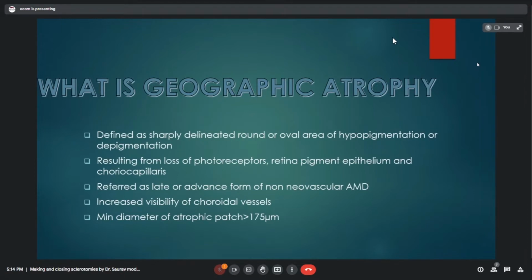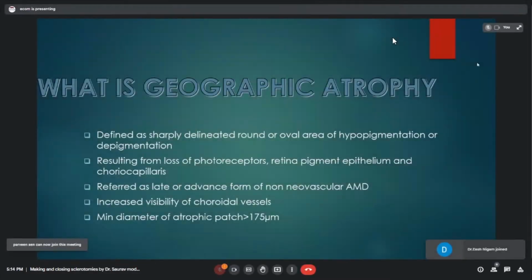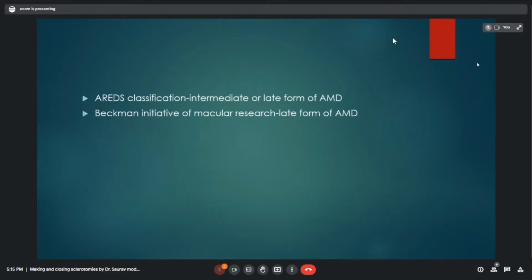So what is geographic atrophy? It is defined as a sharply delineated round or oval area of hypopigmentation or depigmentation resulting from loss of photoreceptors, retinal pigment epithelium, and choriocapillaris. It is usually referred to as the late or advanced form of non-neovascular AMD. In this, we can see increased visibility of choroidal vessels. According to many studies, the minimum diameter of an atrophic patch has been estimated as more than 175 micrometers.